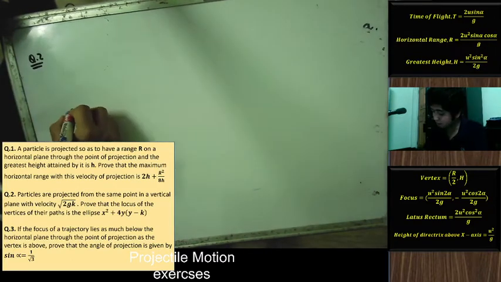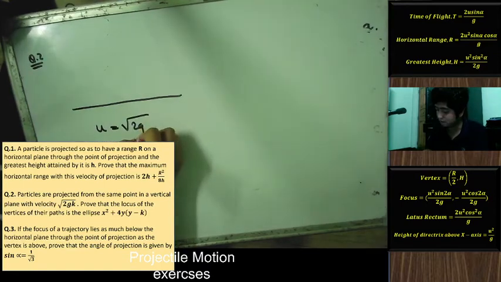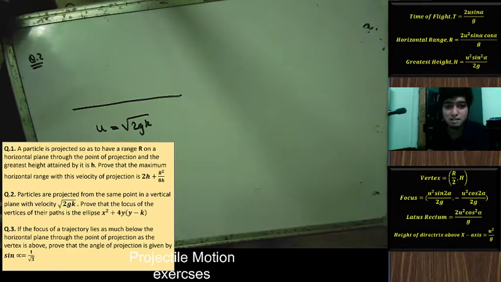So we are throwing particles with velocity u equal to root 2gk. Velocity of projection u is equal to root 2gk. So over here, what are we doing exactly? We are not mentioning the angle.